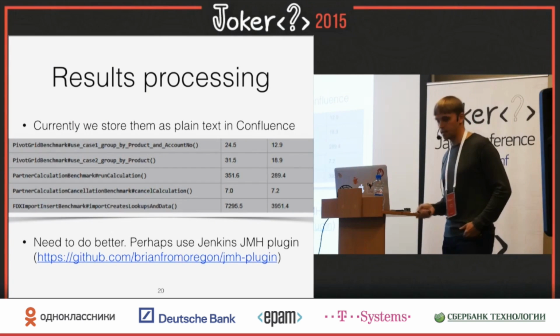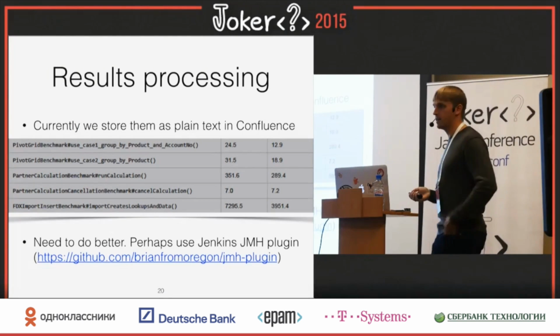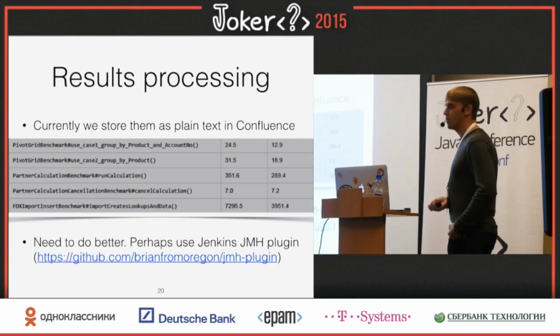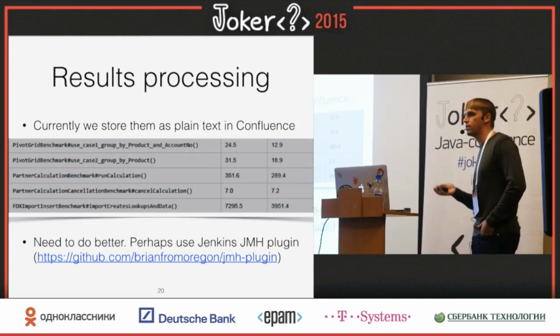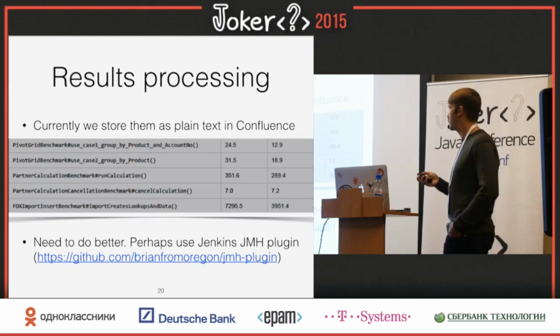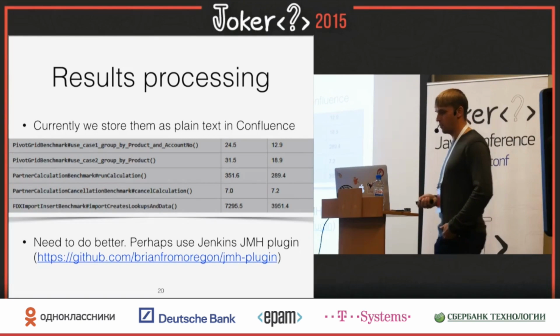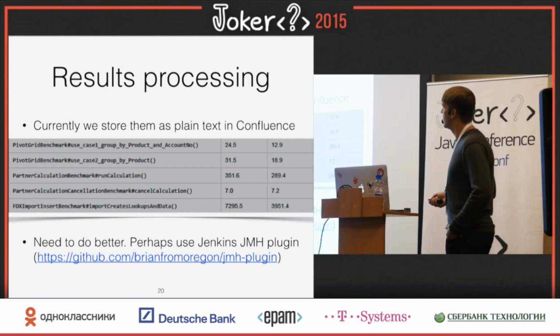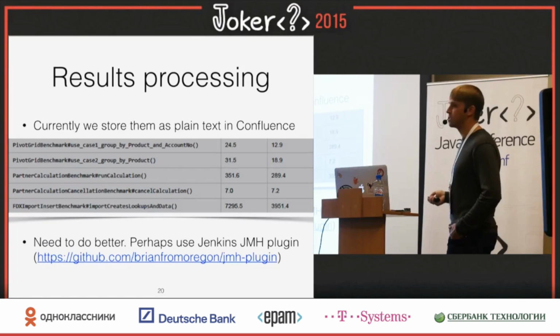Results processing. This is a bit of a facepalm slide. Exactly. What do you do with the results? Well, you measure, you get the output of JMH, which you can get in CSV, SCSV, TXT, JSON, and, God forbid, whatever formats. There's all sorts of stuff. We kind of fail in this respect right now. We stick them in Confluence. So here's just a screenshot.